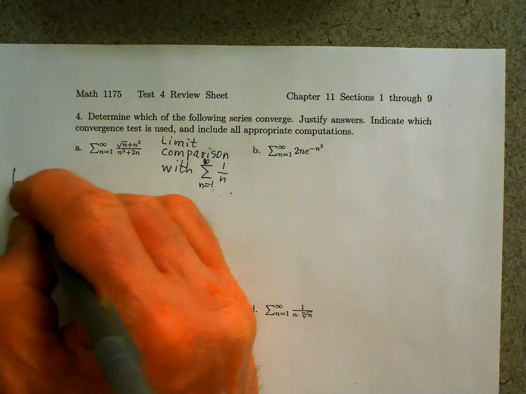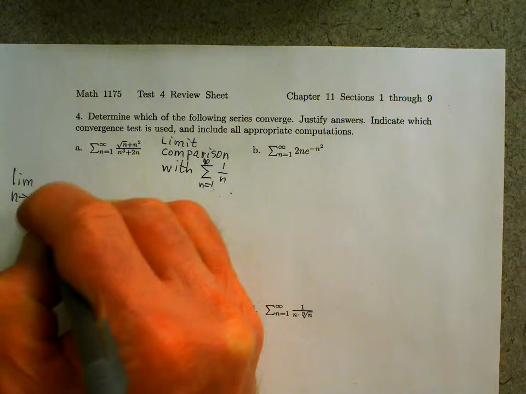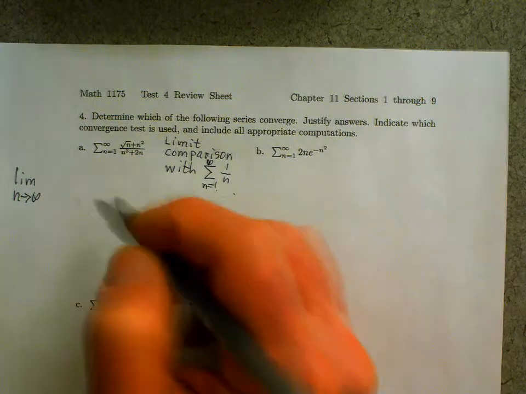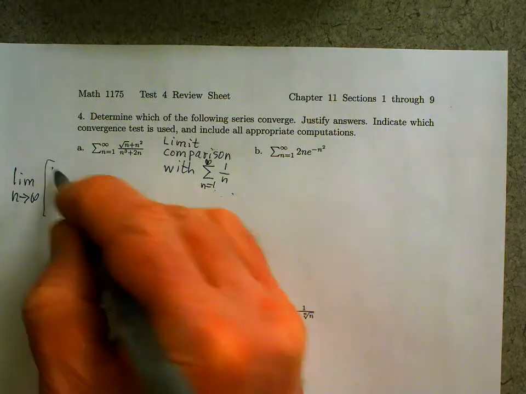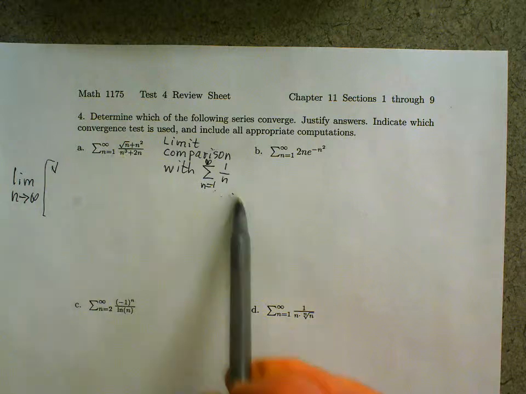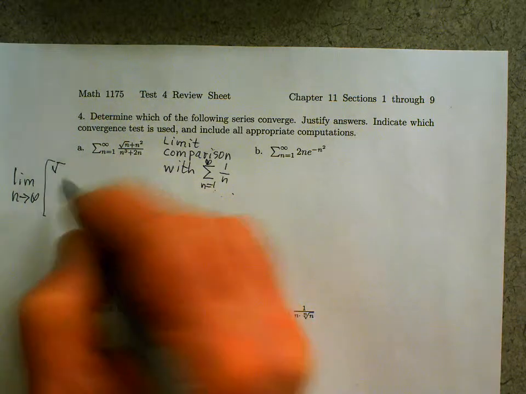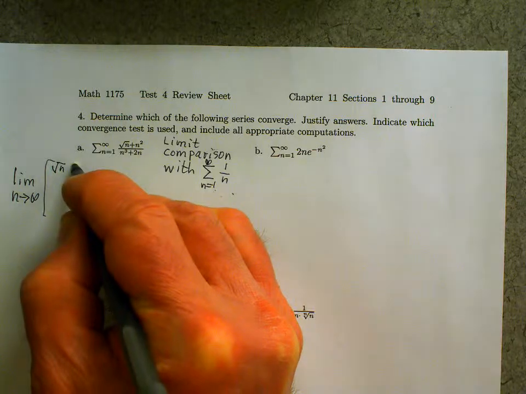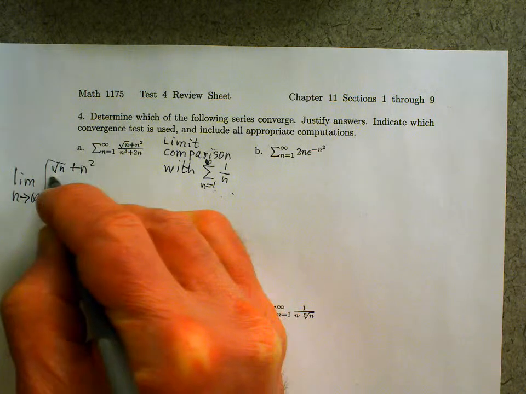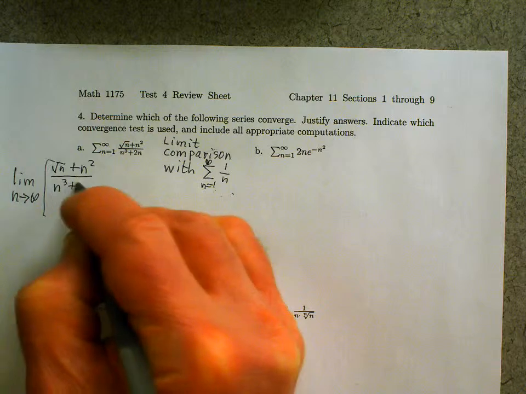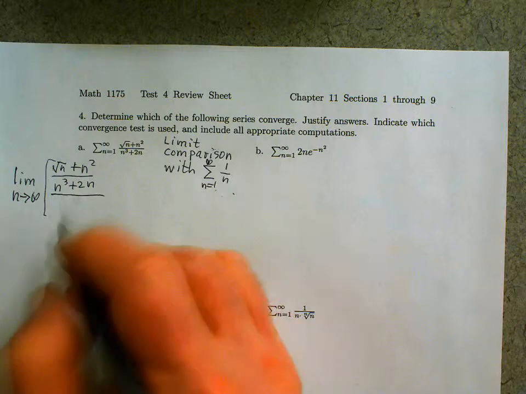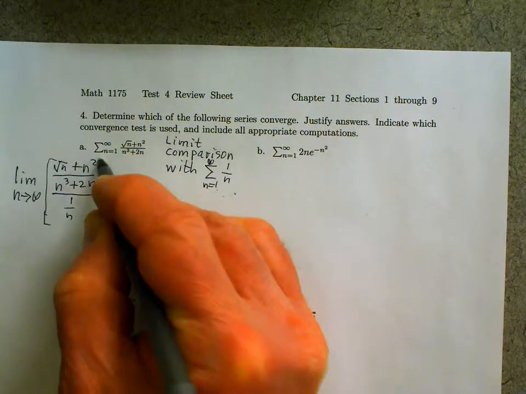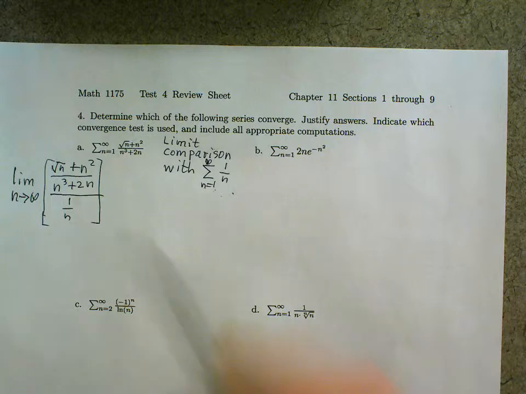Okay, so for the limit comparison test, not to be confused with the ratio test, because we're comparing 2 different series. So the term from one of the sequences, the square root of n plus n squared over n to the third plus 2n, we divide that by the terms from the other sequence, which is 1 over n. Then we'll simplify this complex rational expression.